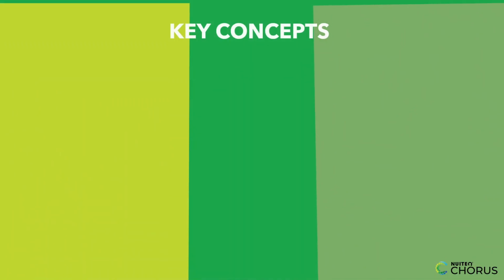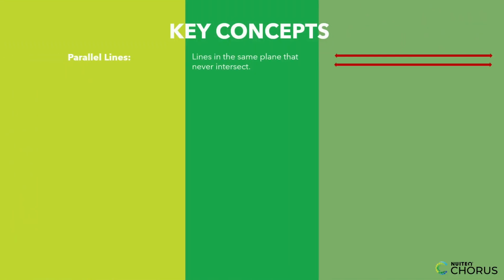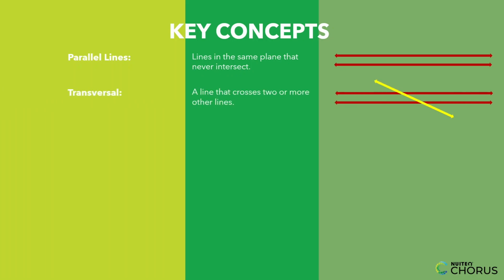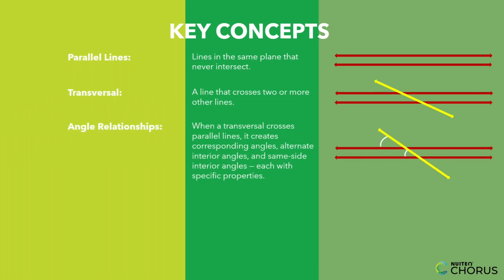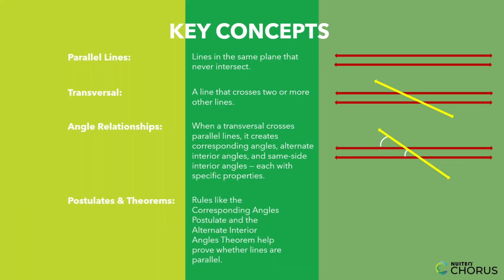Here are some definitions. Parallel lines: lines in the same plane that never intersect. Transversal: a line that crosses two or more other lines. Angle relationships: when a transversal crosses parallel lines, it creates corresponding angles, alternate interior angles, and same-side interior angles, each with specific properties. Postulates and theorems: rules like the corresponding angles postulate and the alternate interior angles theorem help prove whether lines are parallel.